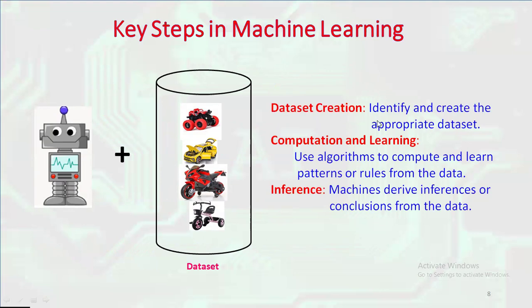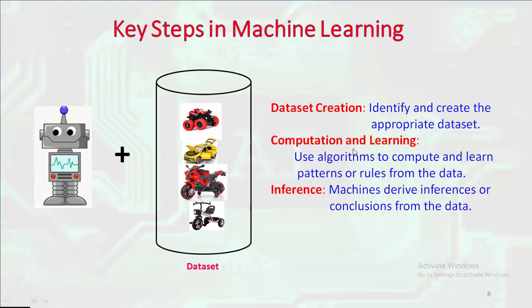In this, what I'll be doing is dataset creation. The first step in machine learning is to gather and organize data that represents the problem you are trying to solve. This includes cleaning, labeling, and formatting the data so that the machine can learn from it effectively.